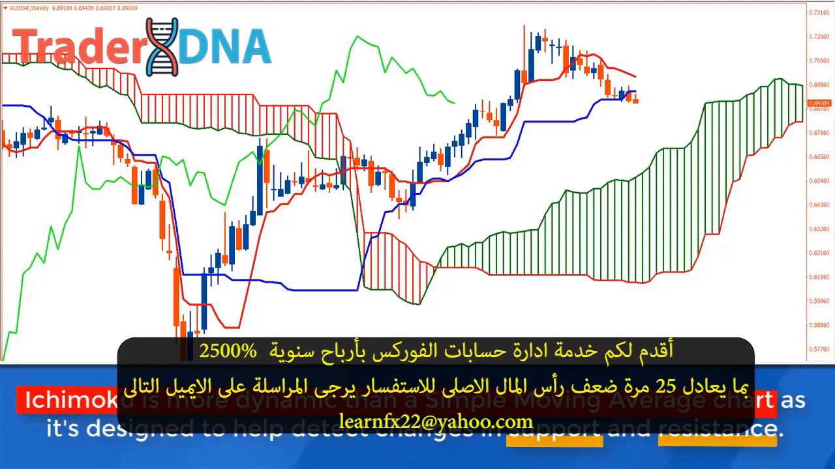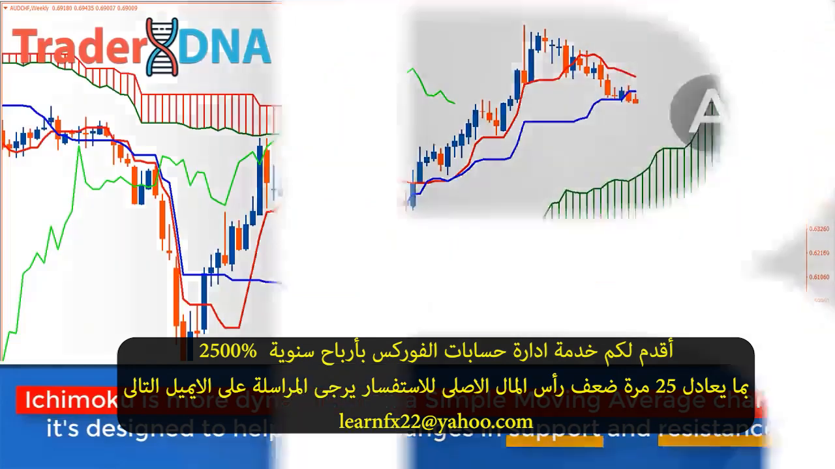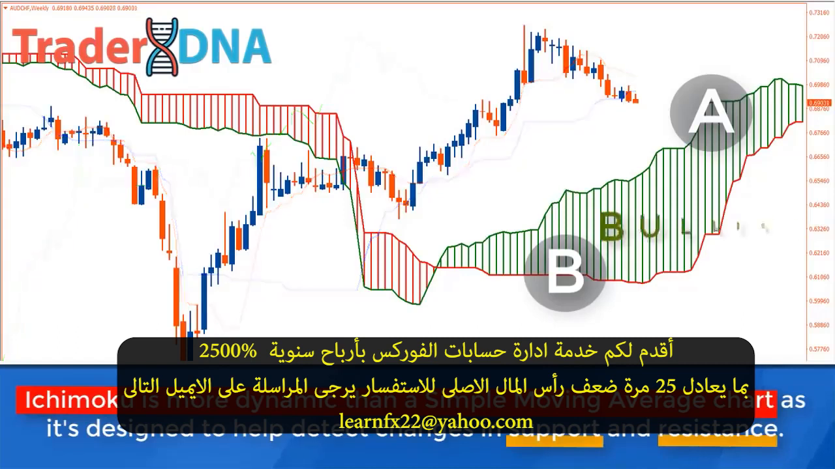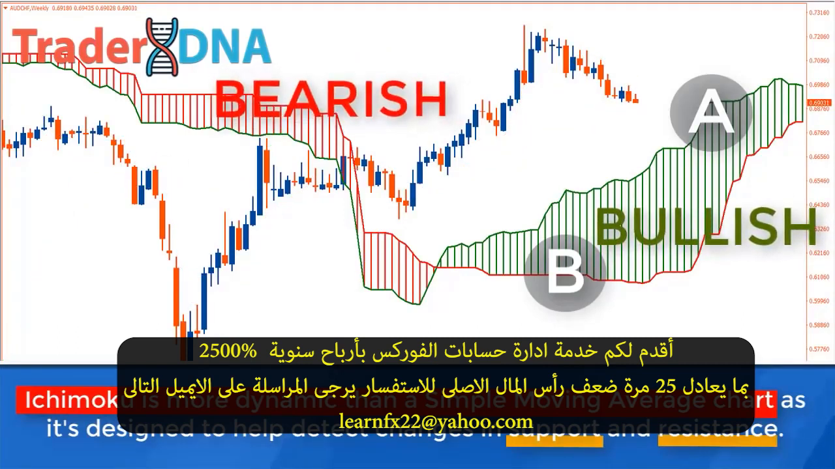The relationship between leading span A and leading span B will indicate whether there is a strong downtrend or uptrend. Pay attention to both the color, green for bullish, red for bearish, and the size of the cloud. When the cloud between these lines is small, then the trend will not be very strong.